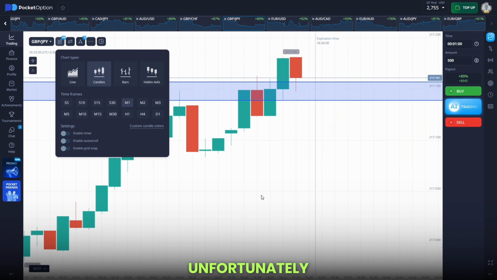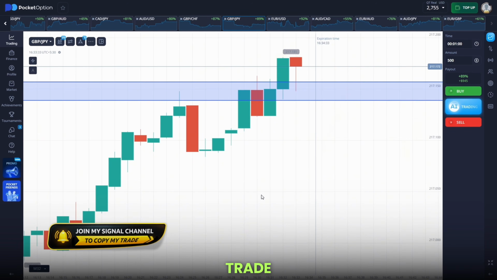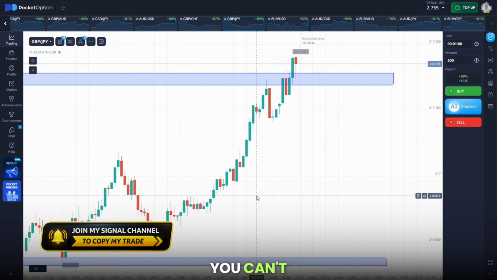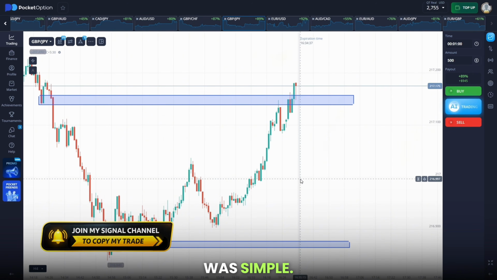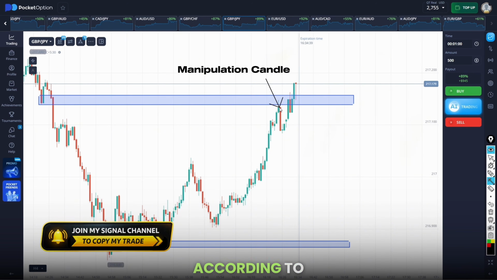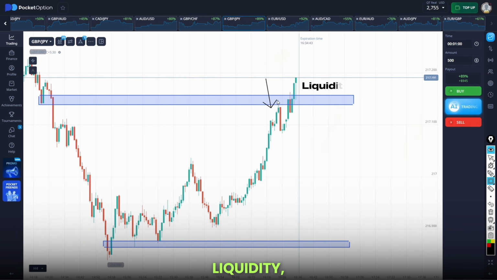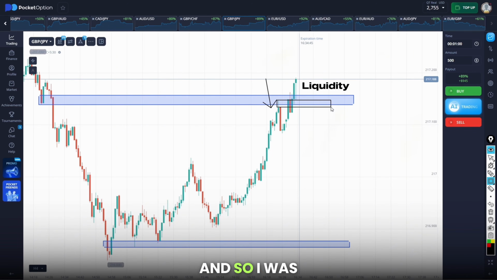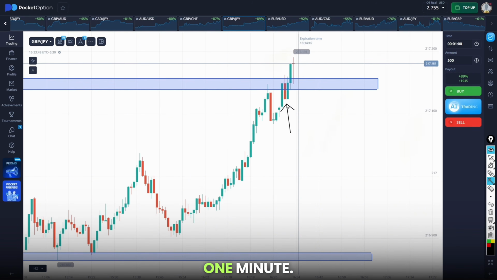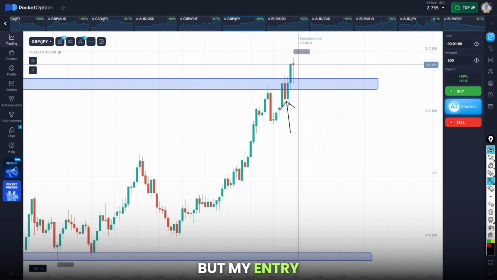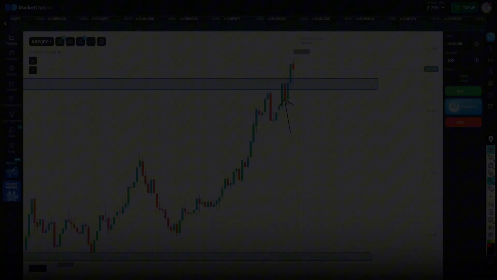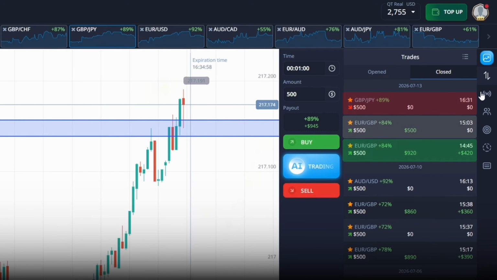But unfortunately I lost that trade because sometimes you can't control the results. My analysis was simple. This was the manipulation according to me, and because of this selling candle, I was expecting liquidity that is available here, and so I was expecting a reversal. Price did reverse for 1 minute, but my entry and expiry were not aligned, and that's why I lost this trade. So today I have taken 3 trades.